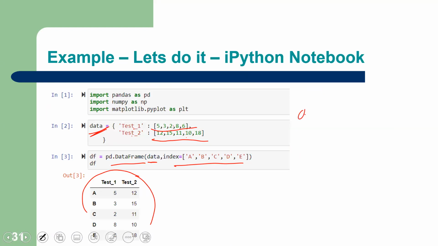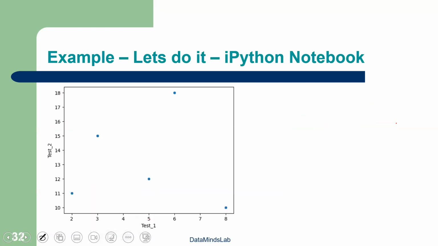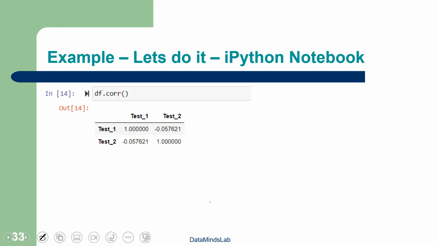Now only one statement I need to execute: df.corr. If I do this, let's see what my value will be. Before this, I plotted the data. Do you see anything here? Nothing actually. There is a little bit of positive correlation, or there could be a negative correlation also here. Let's see how it actually behaves.